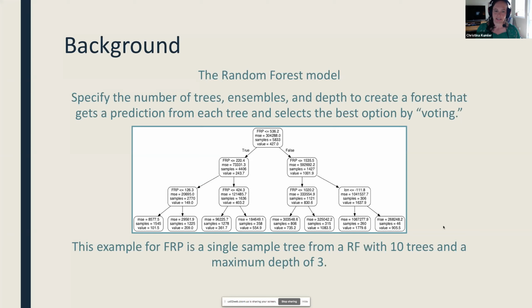And in this particular example I'm showing, this was a random forest made with 10 trees, and each tree was set to a maximum depth of 3.